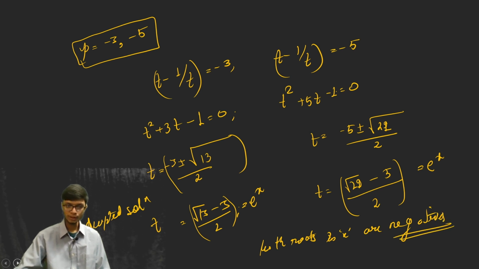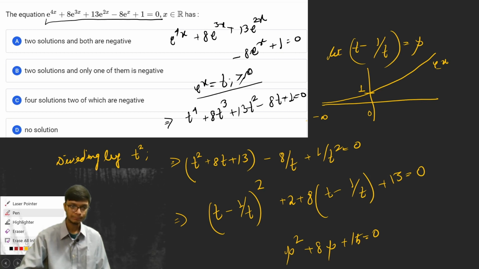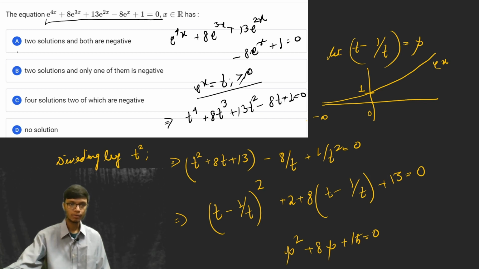So this gives you the idea that both of the roots are actually negative, and we have the roots as ln of root 13 minus 3 by 2, and the other root as ln of root 29 minus 5 by 2, and both of them are negative. So the two solutions are possible and both of them are negative, which gives you option number A as the right answer.